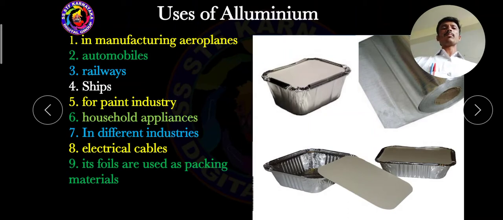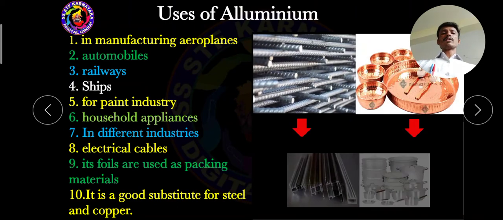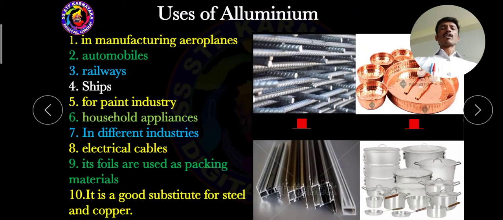Foils means a metal plate, used as packing material, like nowadays for packing food. So aluminium foils are used as packing materials. And it is a good substitute, meaning an exchange or interchange, for iron, steel and copper.